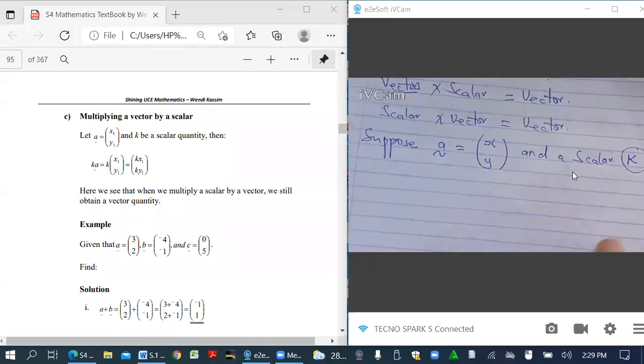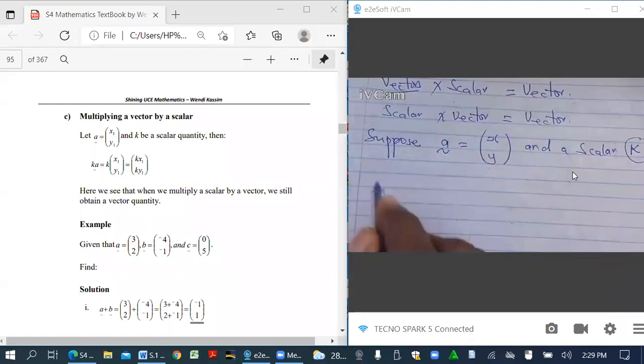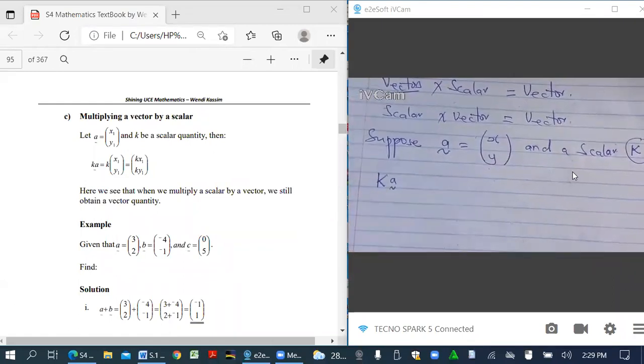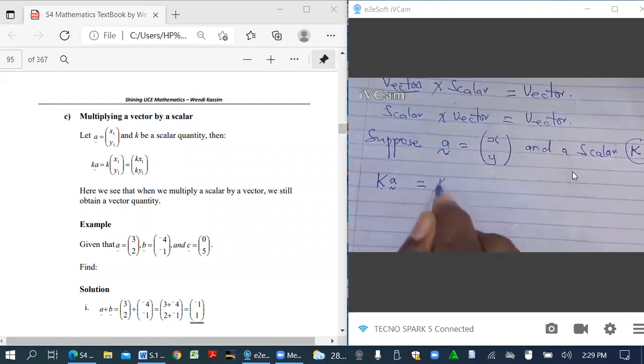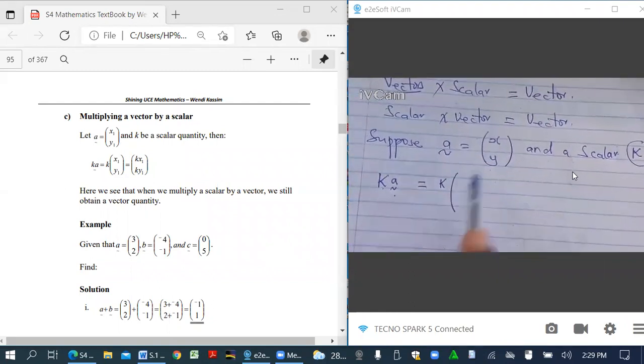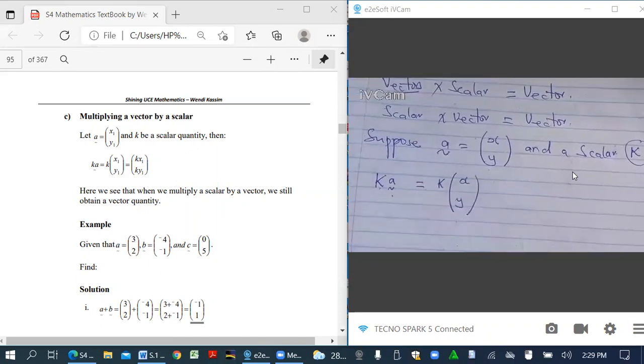Now, if I have KA, K is a scalar and A is a vector. When we multiply a scalar and a vector, we get a vector. So K times our vector A, which is defined by X and Y. This scalar is for X and for Y. When we expand, K times X will give us KX, then K times Y will give us KY.